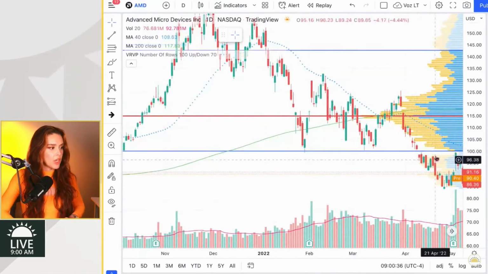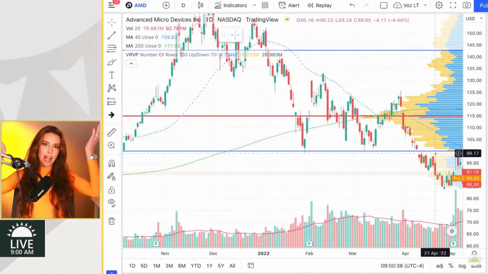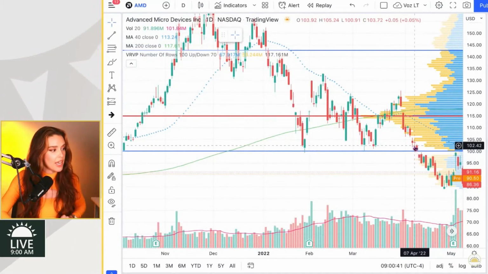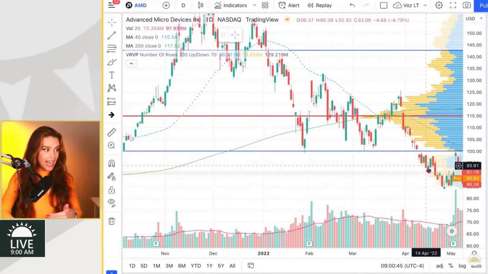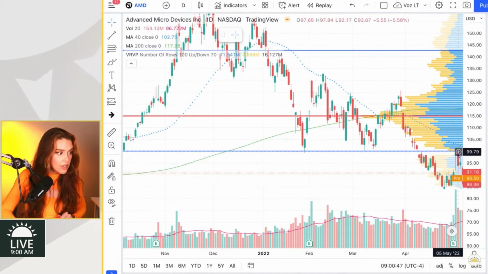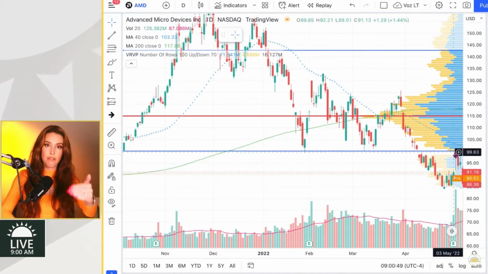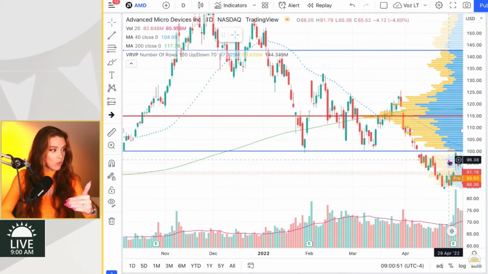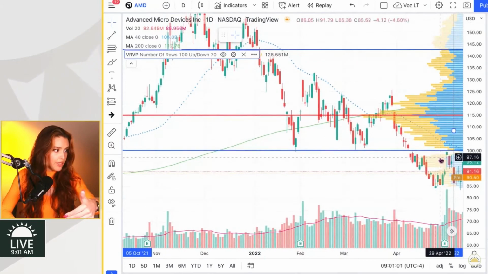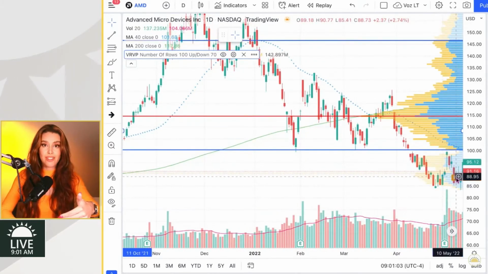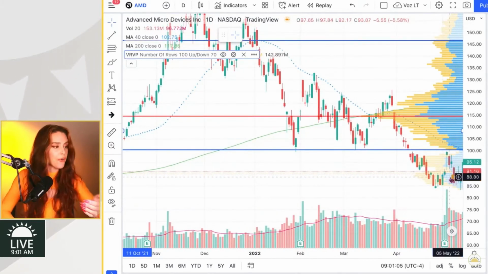If I roll back here, you could see that the volume profile was actually higher in AMD. And here we had a value area breakdown. All right. Then we had a retest of that value area breakdown right at this level. That's where you would short this thing. And look what happened. That short was very profitable for you.